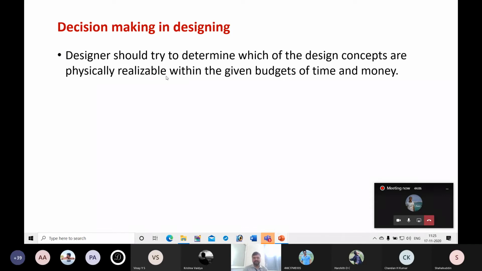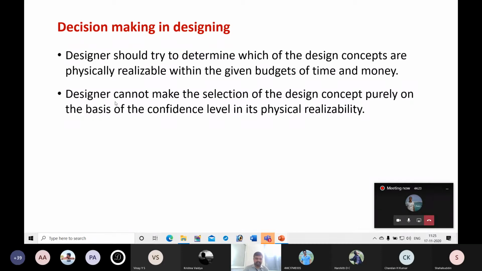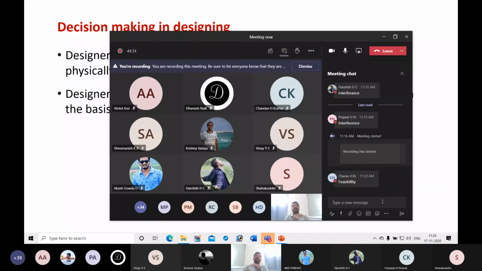Some design concepts, because of the complexity, require modern technology or high accuracy machines, so some design concepts may be rejected, considering the constraints. Next, the designer cannot make the selection of the design concept purely on the basis of the confidence level in its physical realizability. That means by looking at the available machines, you may say, oh, this is the best design concept.